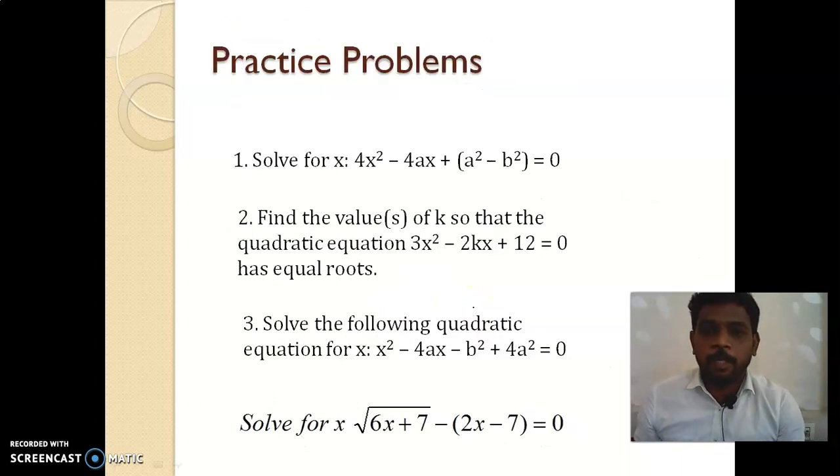So these are the homework or practice problems. Do them, and if you have any doubt regarding this, ask me, I will clear it up.